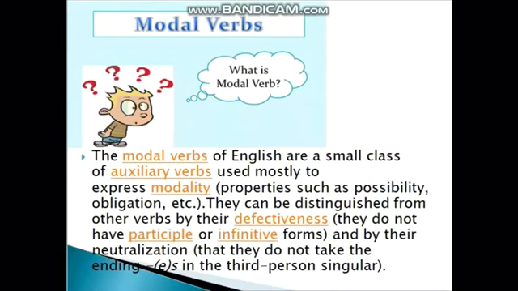What is a modal verb? The modal verbs of English are a small class of auxiliary verbs used mostly to express modality, properties such as possibility, obligation, and etc. They can be distinguished from other verbs by their defectiveness. They don't have participle or infinitive forms, and by their neutralization, that is, they don't take the endings -s or -es in the third person singular.